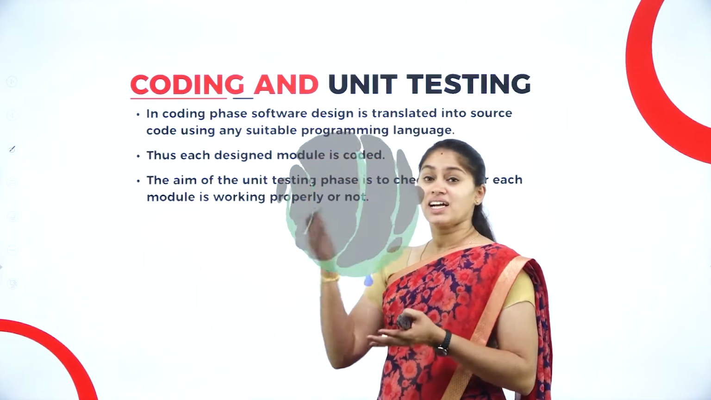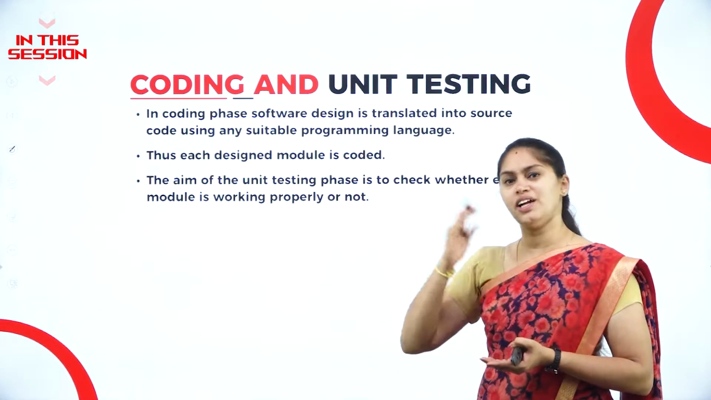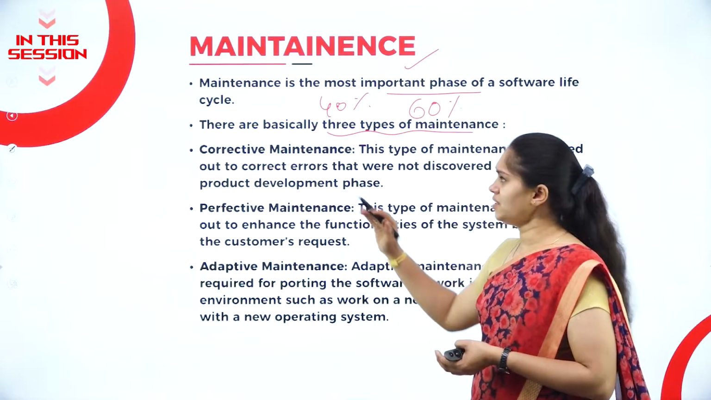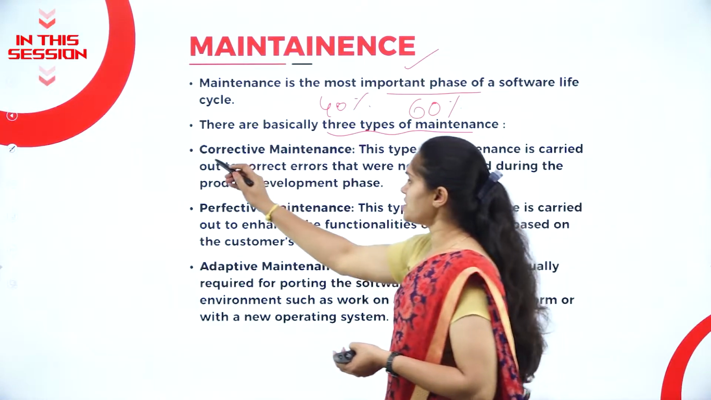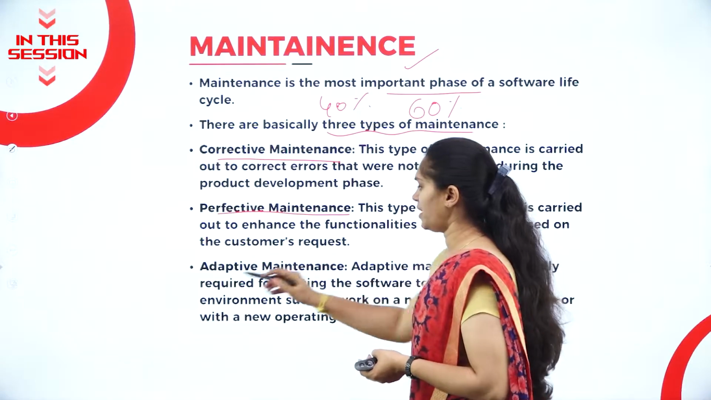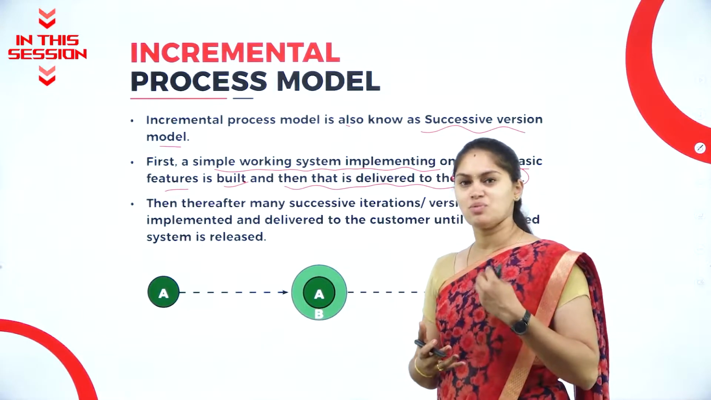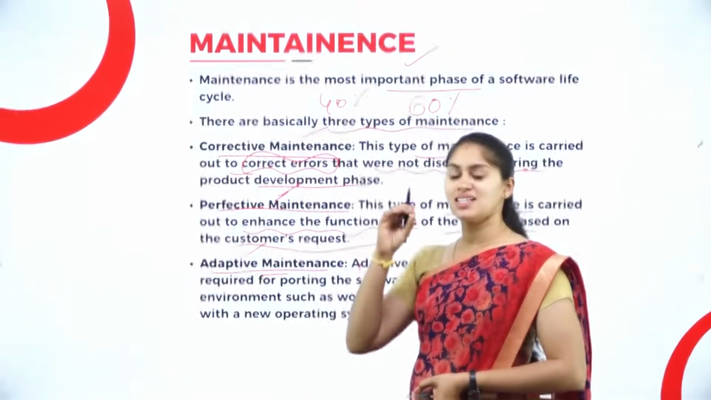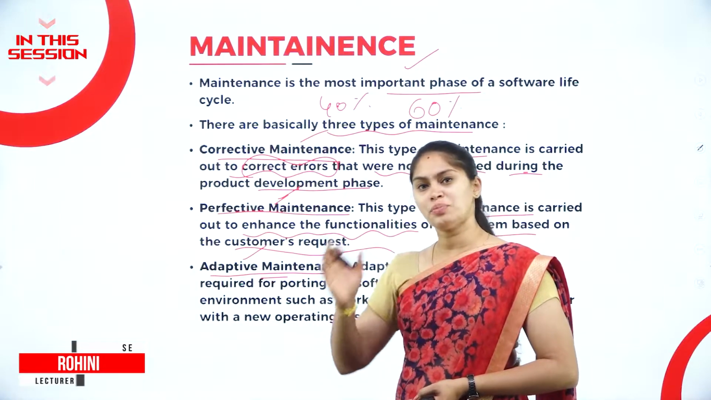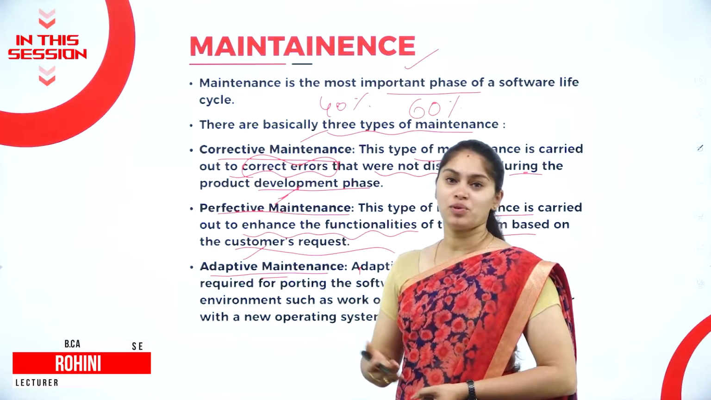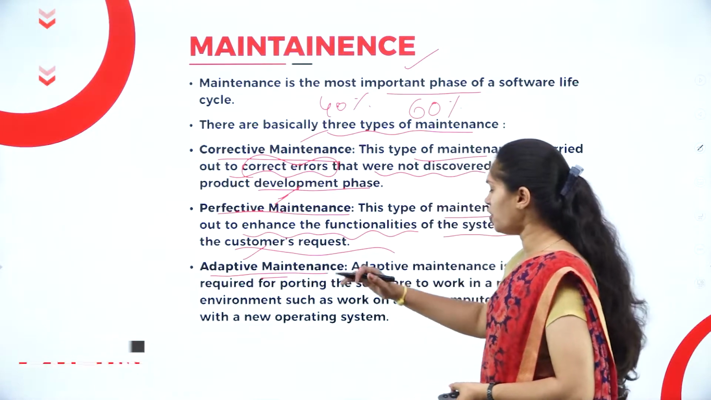Coding is nothing but conversion of that design structure into some programming language. We have 3 types of maintenance in the maintenance phase, that includes corrective maintenance, perfective maintenance and adaptive maintenance. Evolutionary in the sense what? Changes are taking place frequently. That is what? Evolutionary model. The system must be able to adapt to the different environment, different operating system, different computer system. So that is adaptive maintenance.